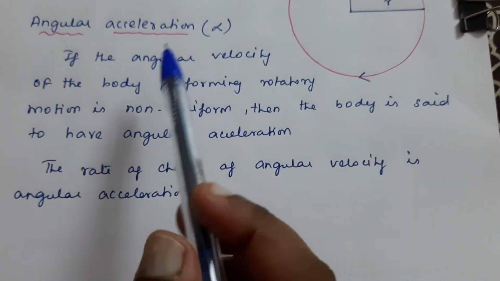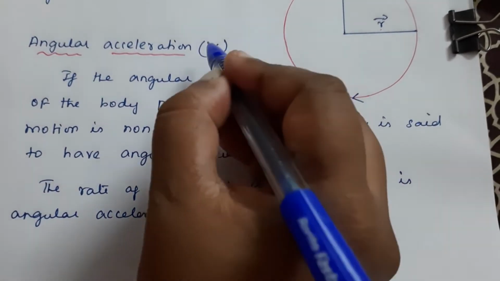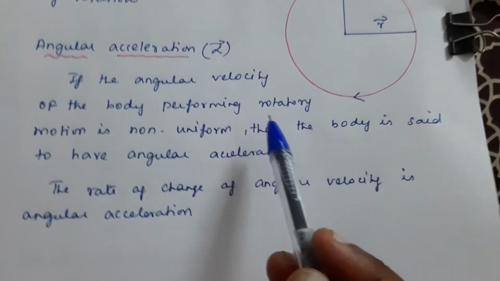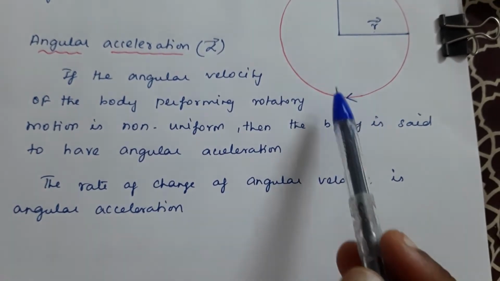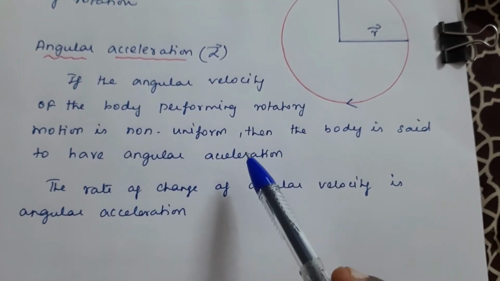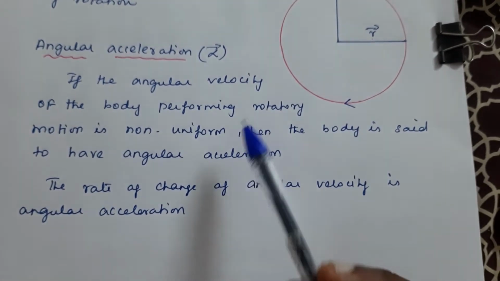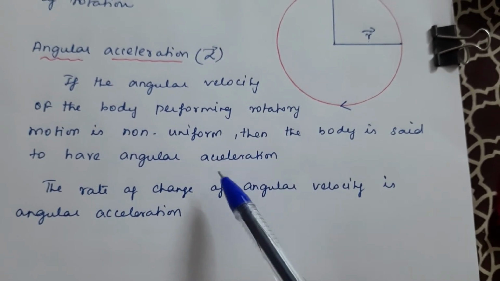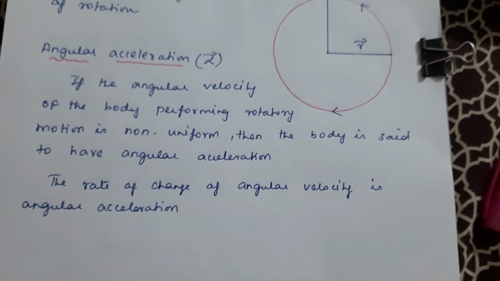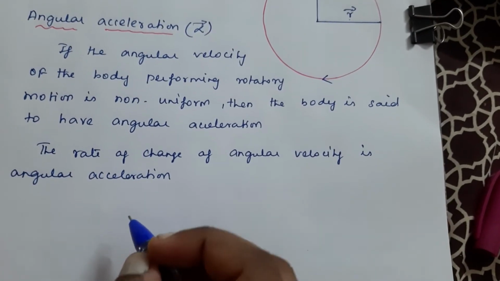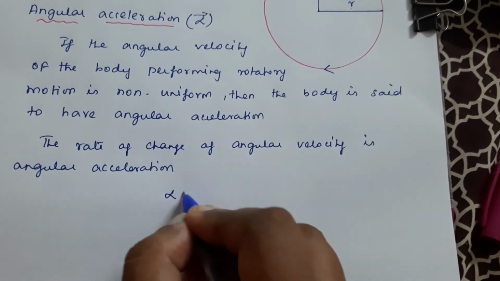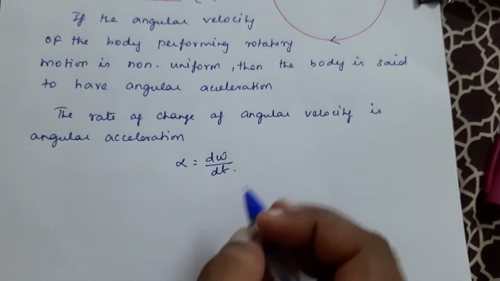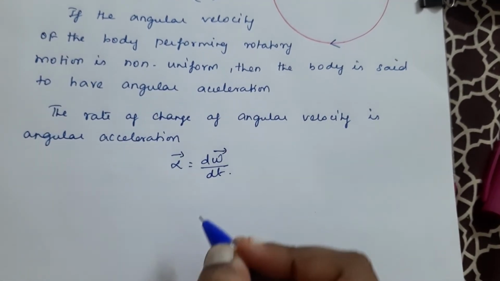Angular acceleration. Angular acceleration is denoted by the letter alpha. If the angular velocity of the body performing rotatory motion is not uniform, then the body is said to have angular acceleration. So what is angular acceleration? The rate of change of angular velocity is angular acceleration. So we can write alpha is equal to d omega by dt. Alpha vector is equal to d omega vector by dt.